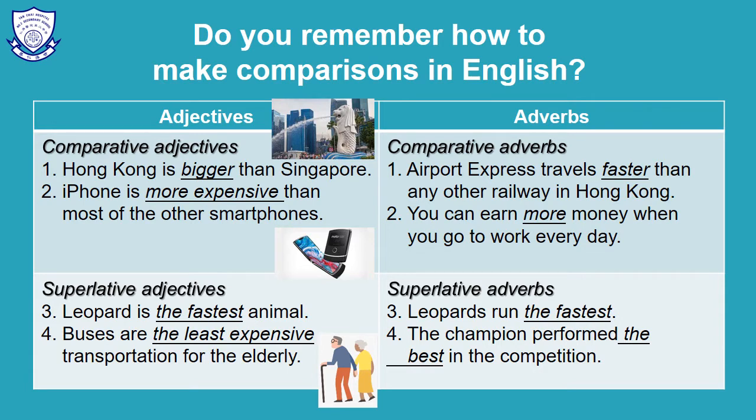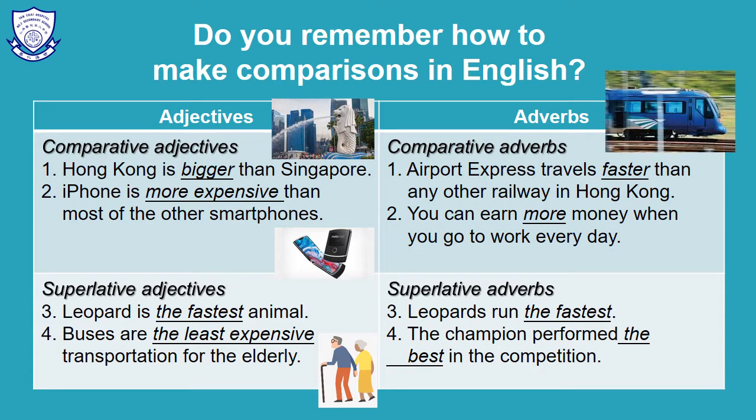When we describe actions, we use adverbs. And here we have comparative adverbs. Take a look at the first example sentence. Airport Express travels faster than any other railway in Hong Kong. Sentence number 2. You can earn more money when you go to work every day.